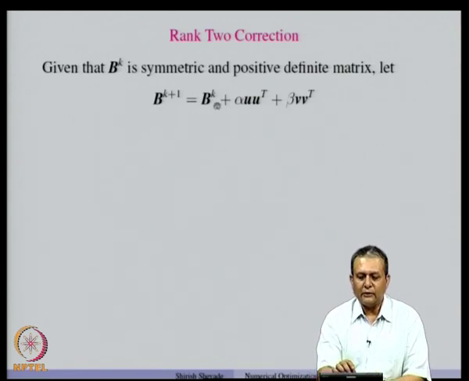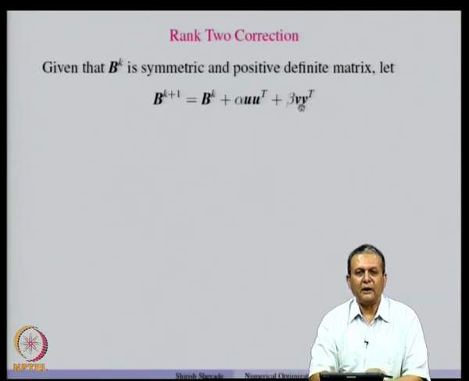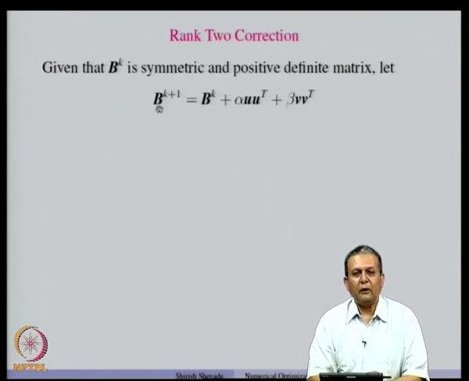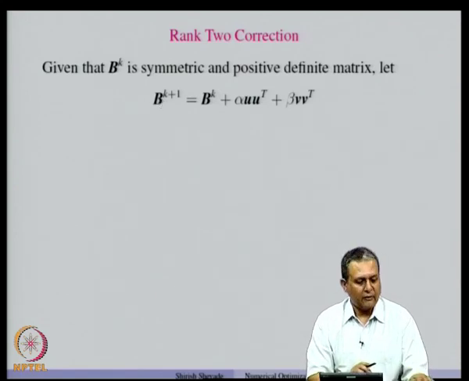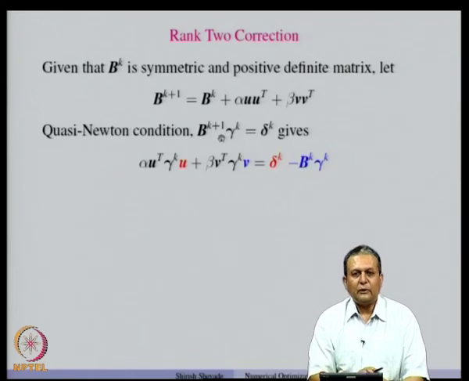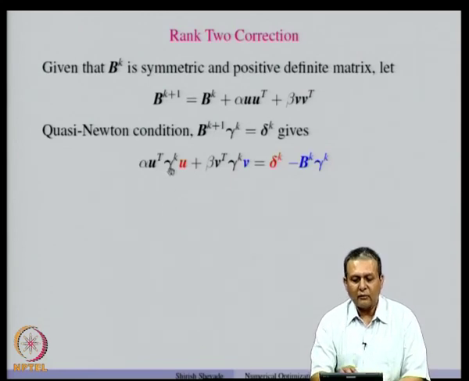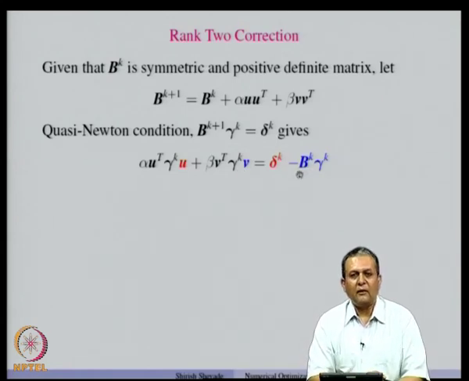Now, the question is how do we choose alpha, u, beta and v such that if B_k is positive definite, B_{k+1} is also positive definite, and not only that, the matrix B_{k+1} also should satisfy the quasi-Newton condition. So, if we apply the quasi-Newton condition to the matrix B_{k+1}, B_{k+1} gamma_k is equal to delta_k. Substituting, what we get is alpha u transpose gamma_k times u plus beta v transpose gamma_k times v, that is equal to delta_k minus B_k gamma_k. So, now we have two vectors, delta_k and minus B_k gamma_k, on the right side.